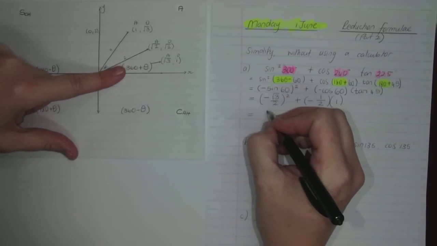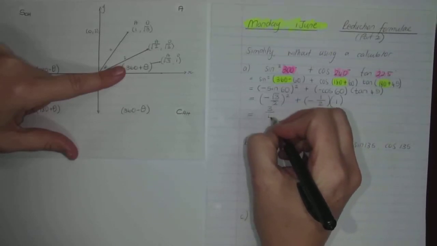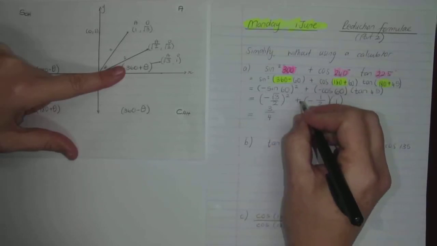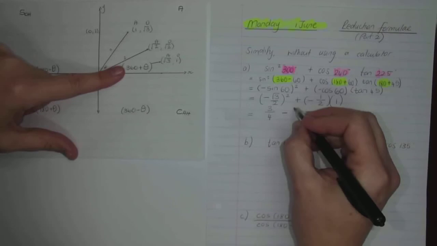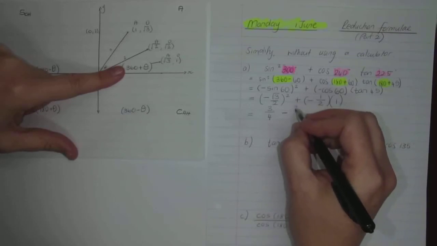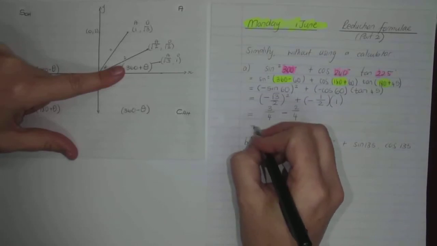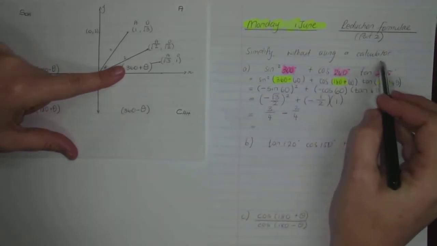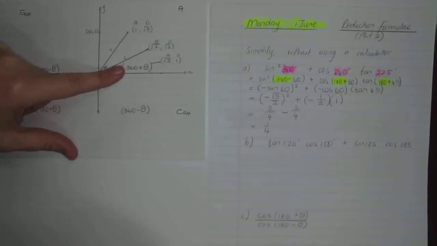So a minus and a minus is a plus. Square root 3 squared is 3. 2 times 2 is 4. Then a plus and a minus is a minus. And a half, you can keep it as a half, or I'm going to write it as 2 over 4. Your calculator can do that bit for you, even though it says without a calculator. And my answer is a quarter.